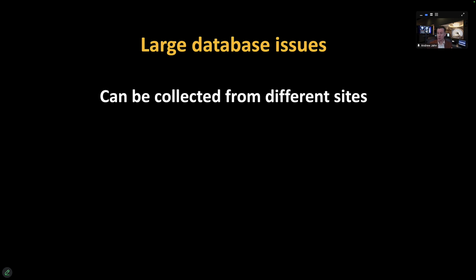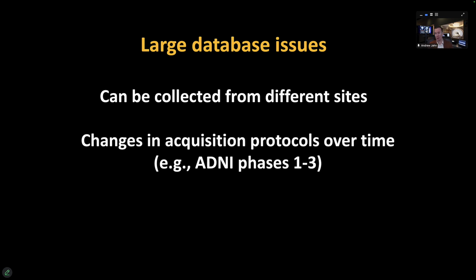Number one, which I alluded to with the ADNI database, is that data can be collected from different sites and also from different time periods. So for example, with ADNI, there are changes in acquisition protocols over time. The very first phases of ADNI were maybe 10, 15 years ago. And obviously scanner technology changes, it becomes better. And the subjects they're acquiring these days, they're probably not going to use the same scan sequences as they did 15 years ago. So those can change. And data quality can change too.